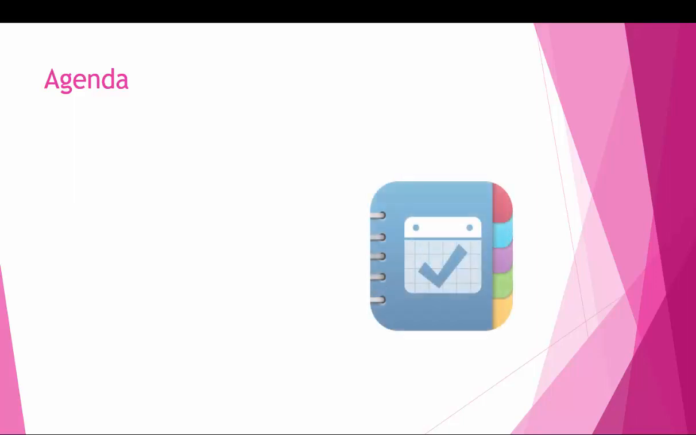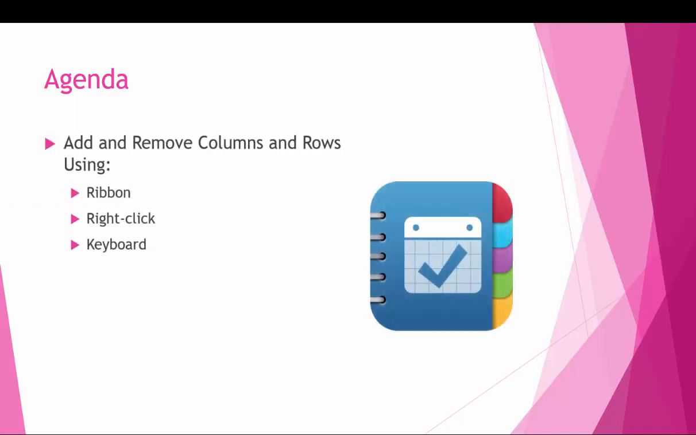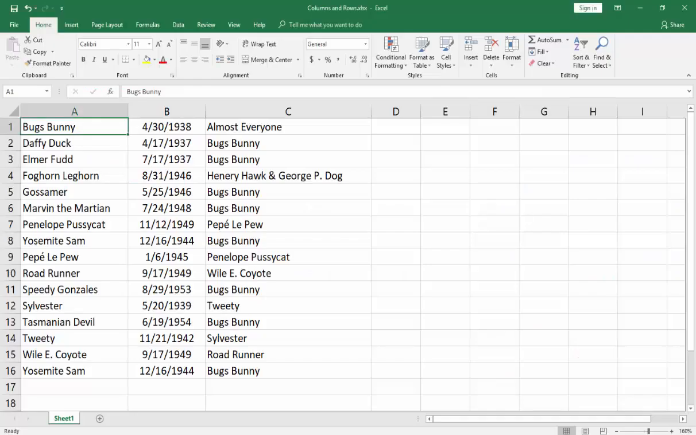The agenda for this tip and trick is we are going to add and remove columns and rows. As you might have guessed, we're going to use three different methods: the ribbon across the top of the screen, the right click or alternate mouse click, and the keyboard. So let's head over to Excel.